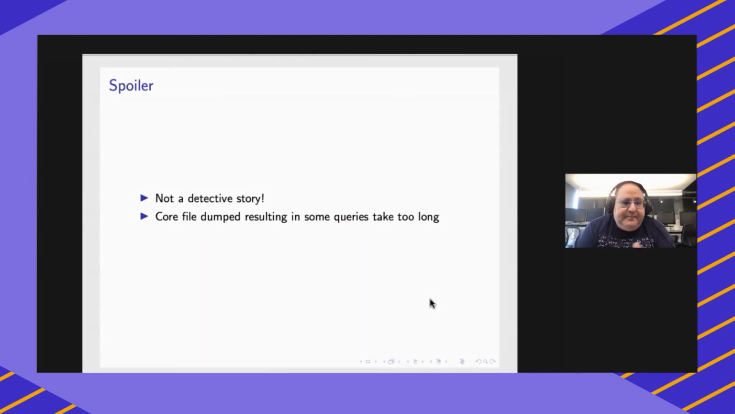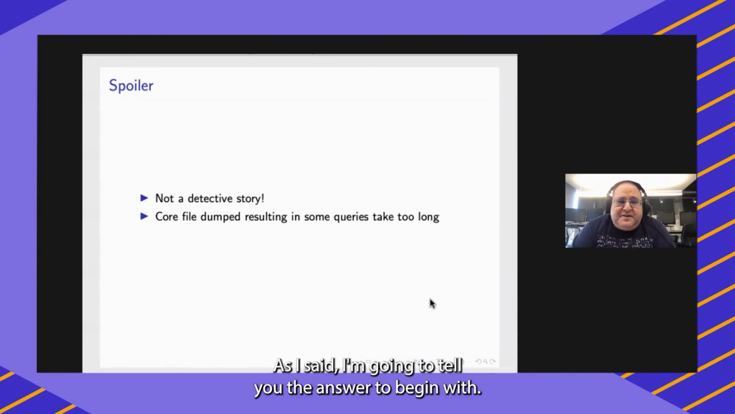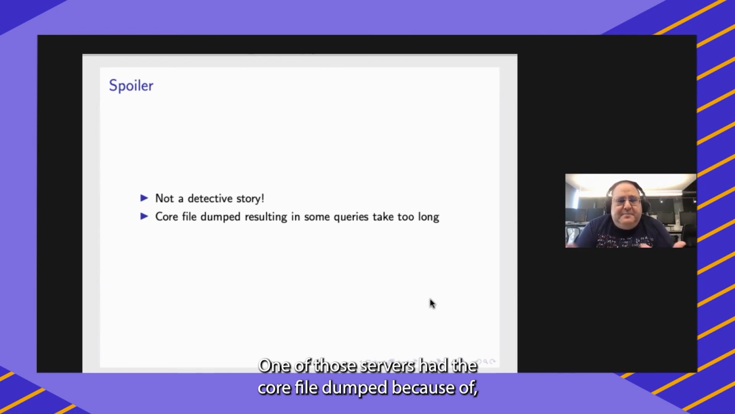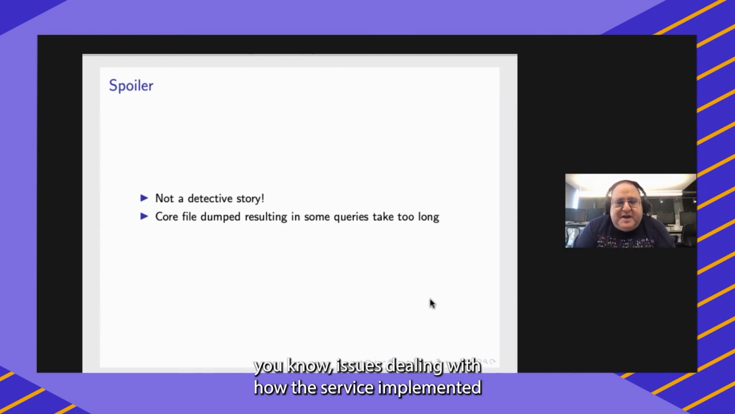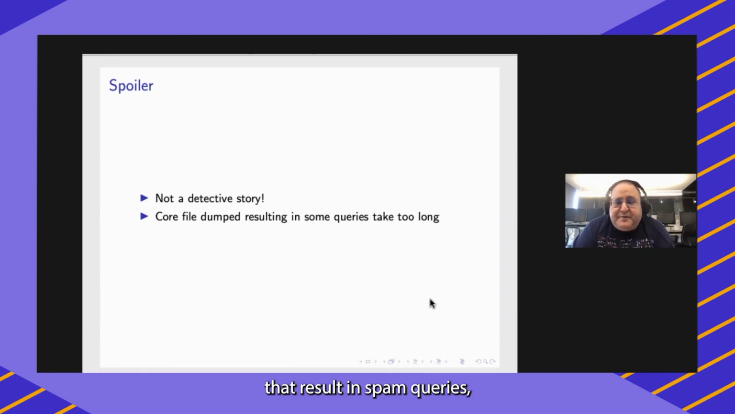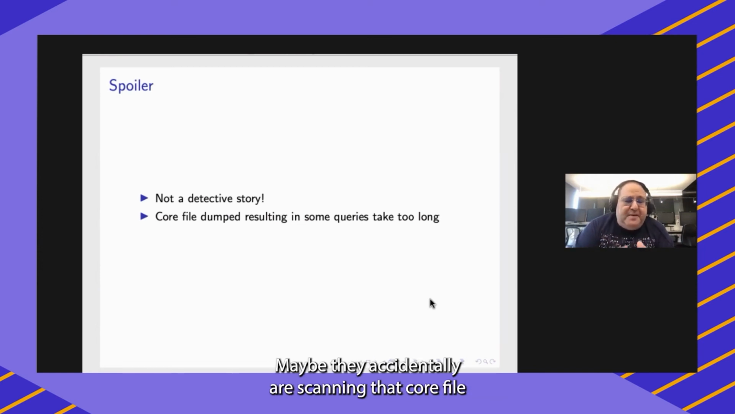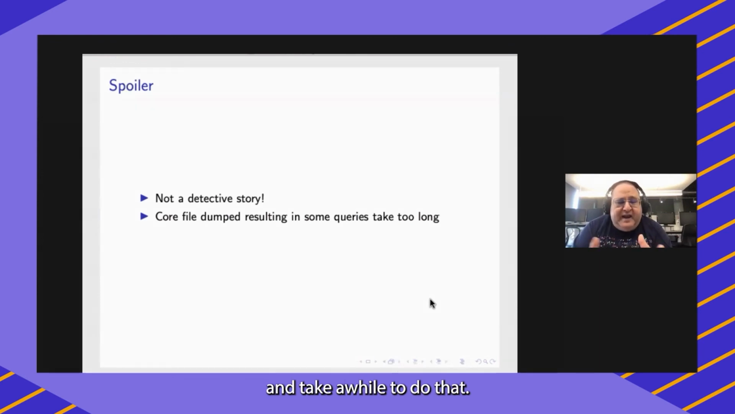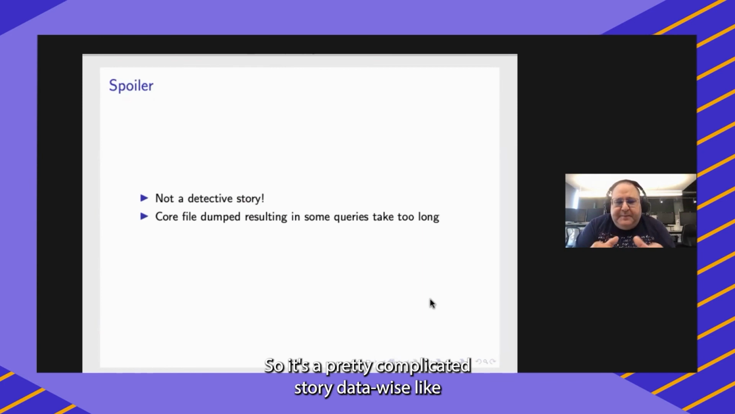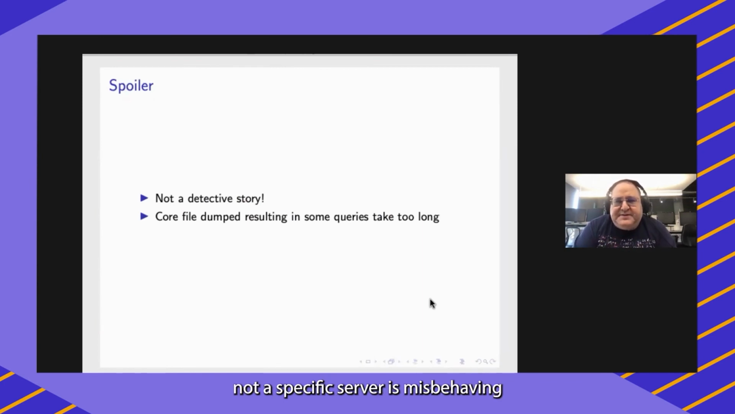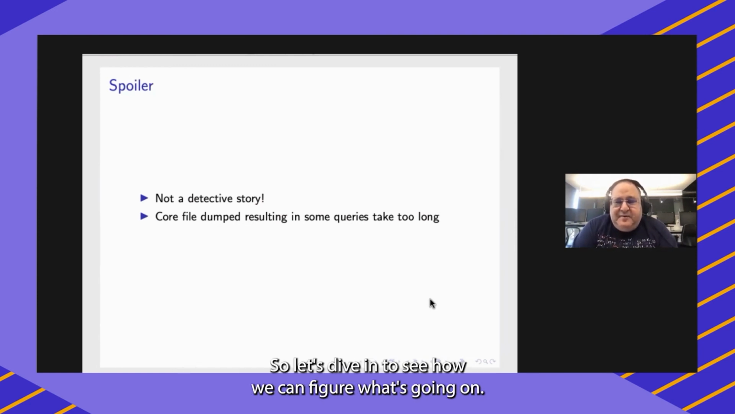As I said, I'm going to tell you the answer to begin with. One of those servers had a core file dumped because of issues dealing with how the server is implemented that result in spam queries, but not all of them taking too long. Maybe they accidentally are scanning that core file and take a while to do that. Some queries don't do that. So it's a pretty complicated story data-wise. Not all of a specific server is misbehaving, and not all of the queries on that server are misbehaving. So let's dive in to see how we can figure out what's going on.